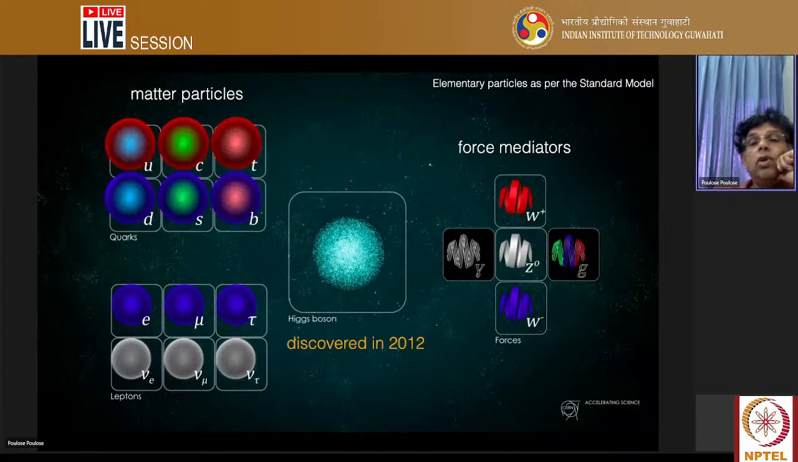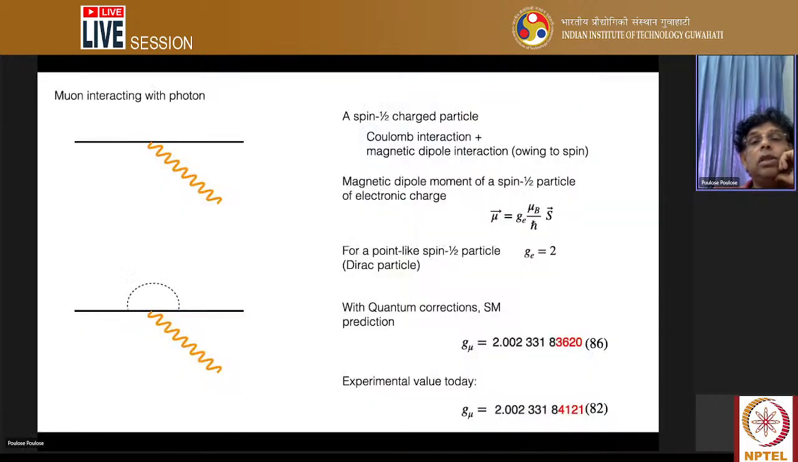Similar to the photon, which is associated with the electromagnetic interaction, we have the weak nuclear interactions and the corresponding gauge bosons, which are the electrically charged W bosons and the Z boson, which is electrically neutral, and gluons, which correspond to the strong nuclear interactions. All these things we have studied and discussed in your course somewhat.